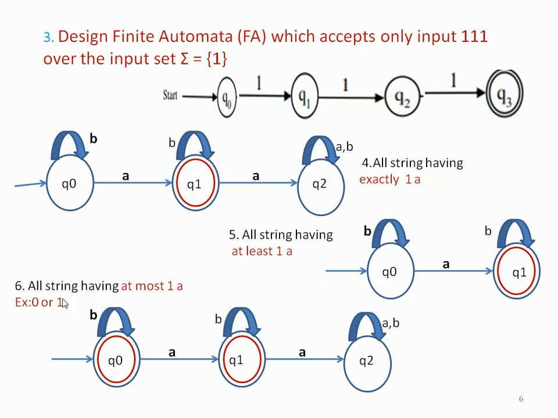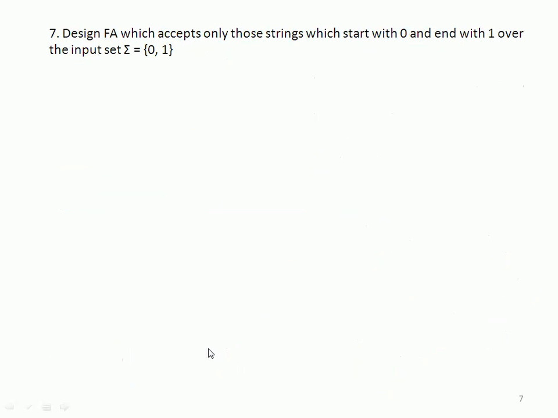So at most one A can be accepted. Either zero A or one A, and beyond that strings with two A's or three A's and so on are rejected. The initial state is also a final state, and Q2 is a dead state.